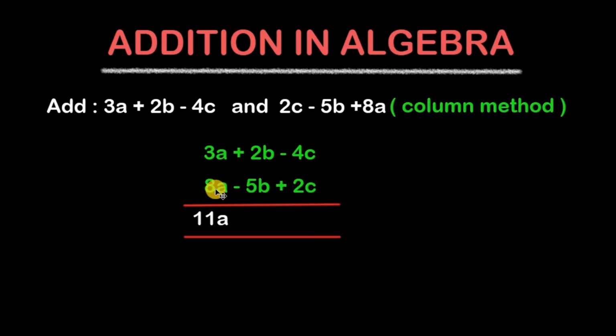Here we have 3a and plus 8a, which are both in positive sign, so we are going to add up. So 3a plus 8a is 11a, and plus 2b minus 5b. Since we have two different signs, we are going to subtract it. We have minus 3b, minus because 5 is the greater number. Then we are going to subtract minus 4c and plus 2c because they are of two different signs. So on subtracting minus 4c plus 2c, we have minus 2c.